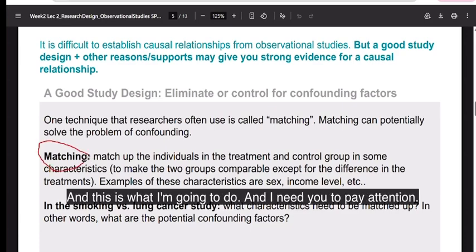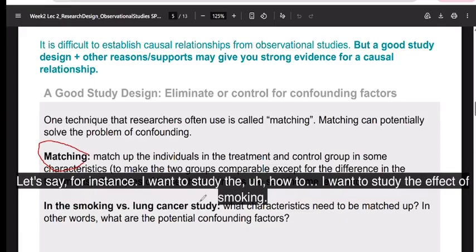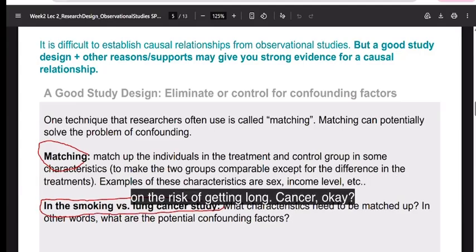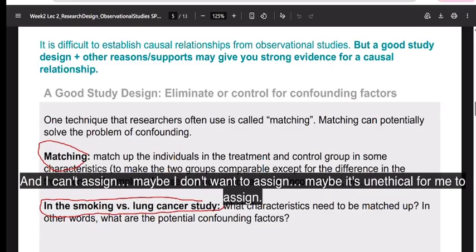And this is what I'm going to do, and I need you to pay attention. Let's say, for instance, I want to study the effect of smoking on the risk of getting lung cancer. Okay, and I can assign. Maybe I don't want to assign.